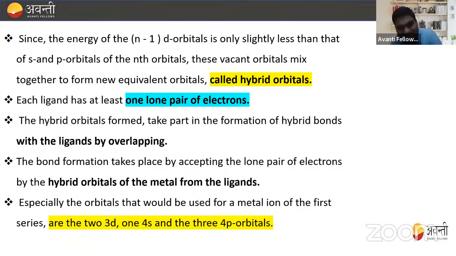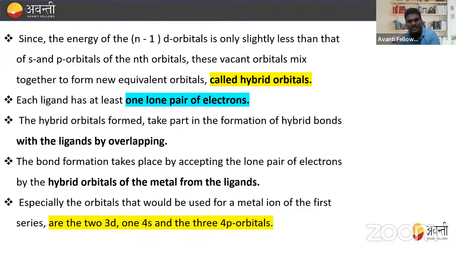Since the energy of the (n-1)d orbitals is only slightly less than that of the s and p orbitals of the nth shell, these vacant orbitals mix together to form new equivalent orbitals called hybrid orbitals. Each ligand has at least one lone pair of electrons. The hybrid orbitals formed take part in the formation of bonds with the ligand by overlapping. The bond formation takes place by the hybrid orbital of the metal accepting the lone pair of electrons from the ligand.